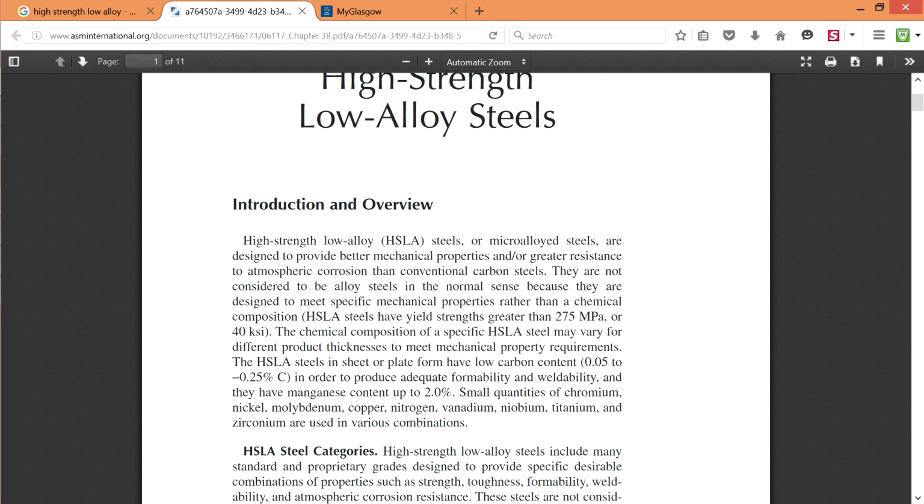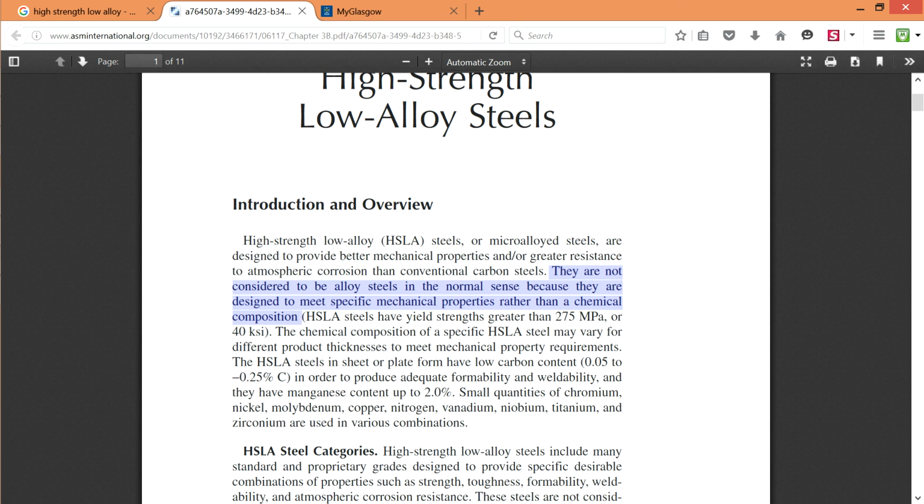So you change the structure to become high strength while you have a certain low alloy. Low alloy, I would believe, is the amount of things you put in, so it's the amount of other chemicals and materials that you put in together with the particular metal in order to have certain properties. What's the difference from high strength low alloy to conventional steel is that they are not considered to be alloy steel in the normal sense because they are designed to meet specific mechanical properties rather than a chemical composition.